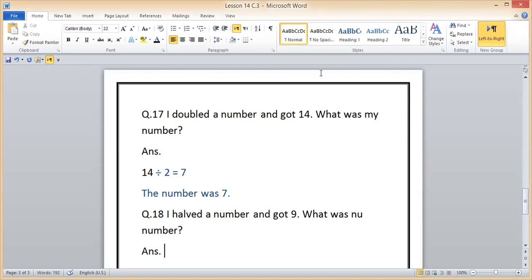Ali, very good. What about other students, guys? Muhammad Farooq, very good. Suleiman, tell me the answer, please. I halved a number and got 9. What was my number? In order to find that out, find the double of the number. Find the double of 9 because the result is 9.